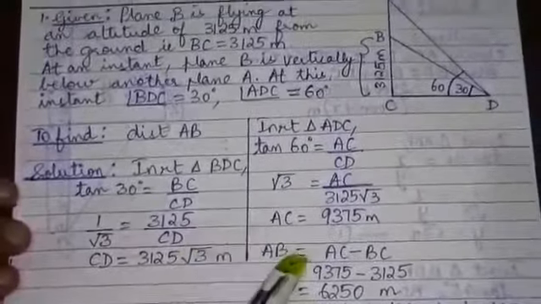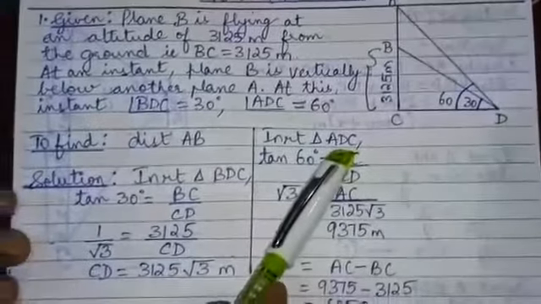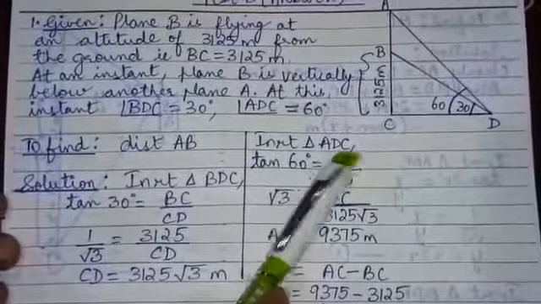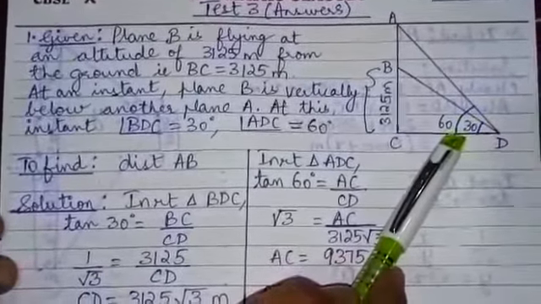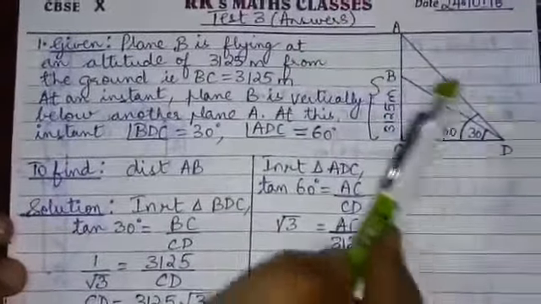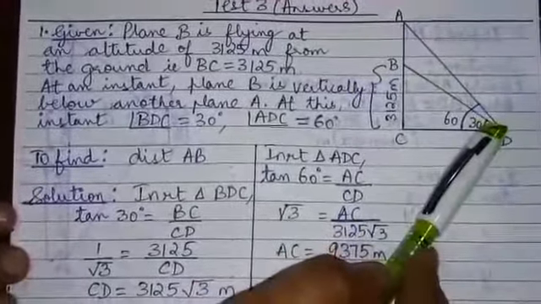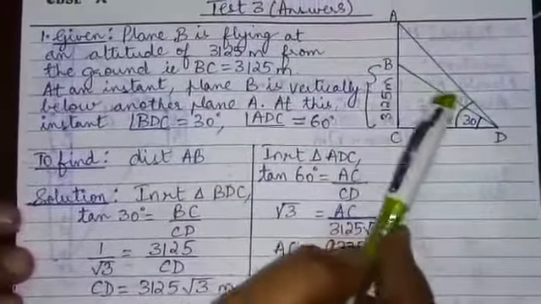Next, take up the other right triangle ACD. Tan 60 degrees is equal to opposite AC by adjacent CD. Ignore this line segment BD. Look at the triangle ACD. Don't look at this line segment BD.